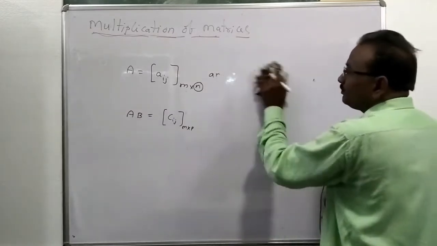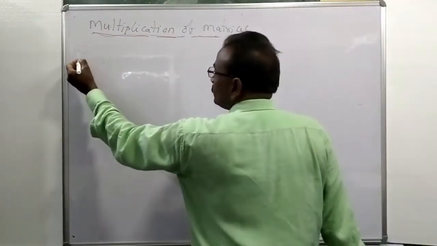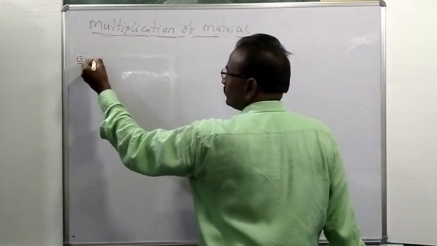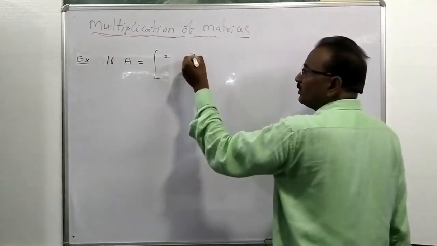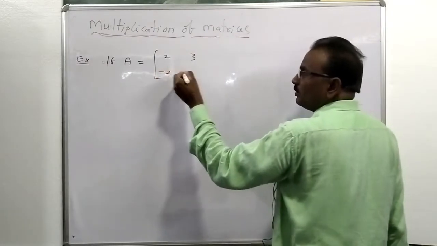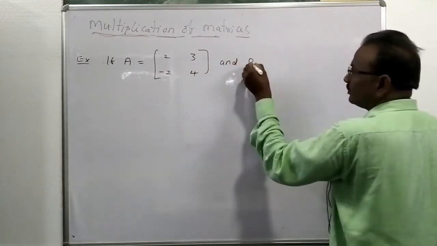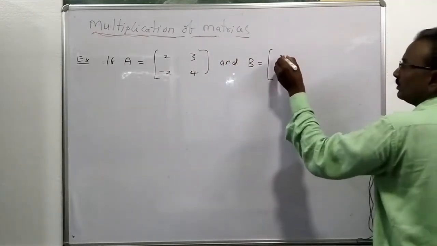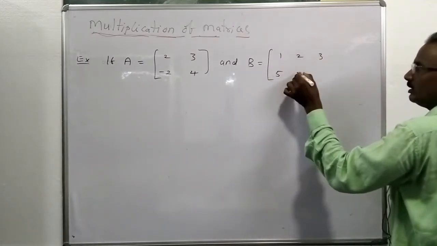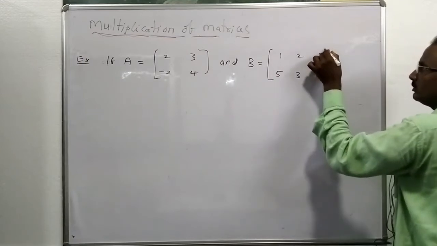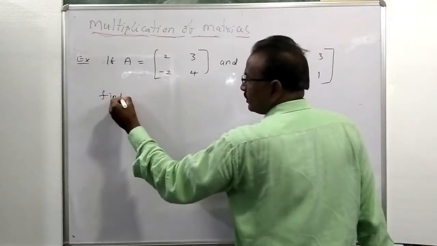For example, if A is equal to 2, 3, minus 2, 4 and B is equal to 1, 2, 3, 5, 3, 1. So find A into B.